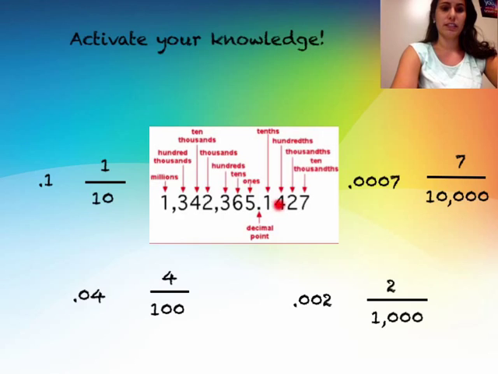This 4 is in the hundredths place. So another way to write this value is 0.04 or 4/100ths. This 2 is in the thousandths place. So another way to write that value is 0.002 or 2/1000ths. This 7's place value is in the 10,000ths. So another way to represent that place value is 0.0007 or 7/10,000ths.